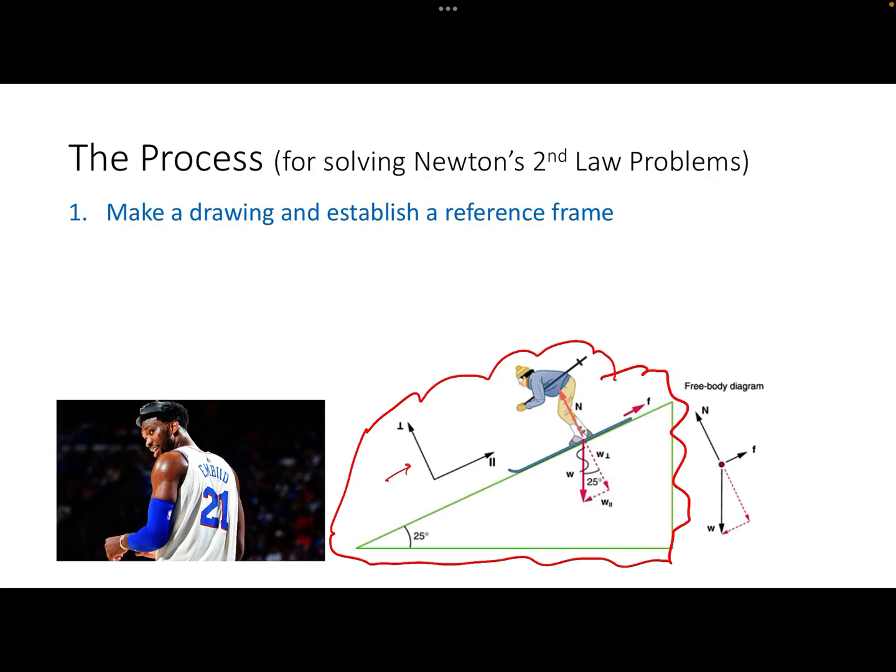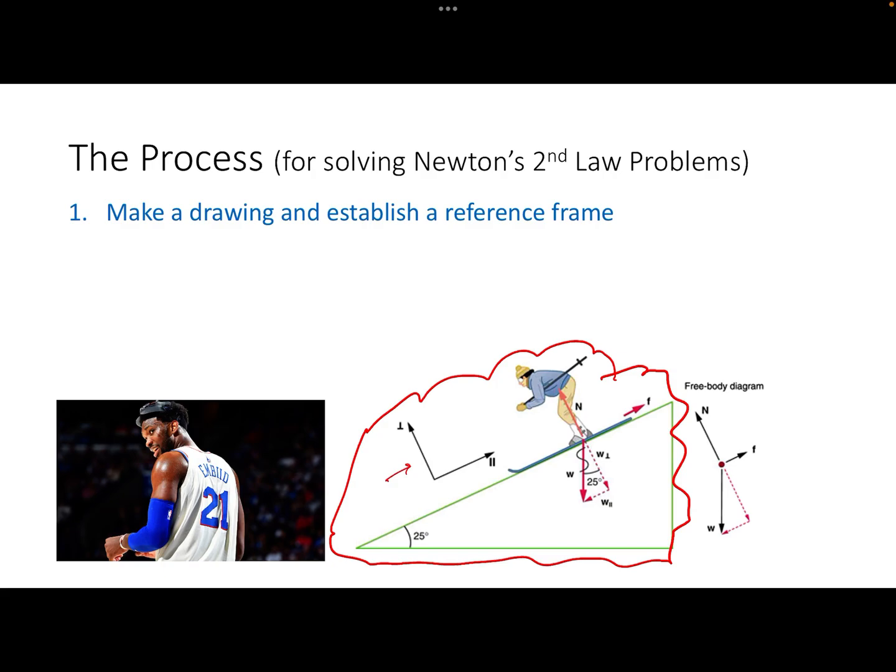Sometimes we just can't do that. Sometimes the object is moving one way, it's accelerating a different way, and none of the forces line up with anything, and we end up needing to just do a bunch of trigonometry to try to figure things out. But typically, if we align our reference axes with potential motion and acceleration, it's going to minimize the amount of extra work that we have to do.